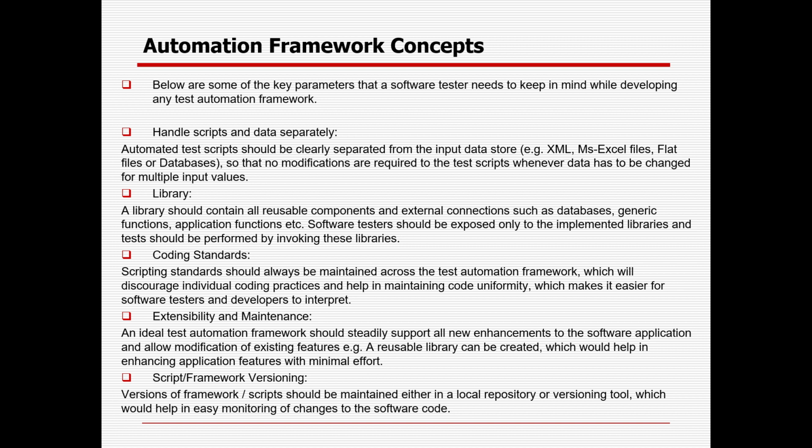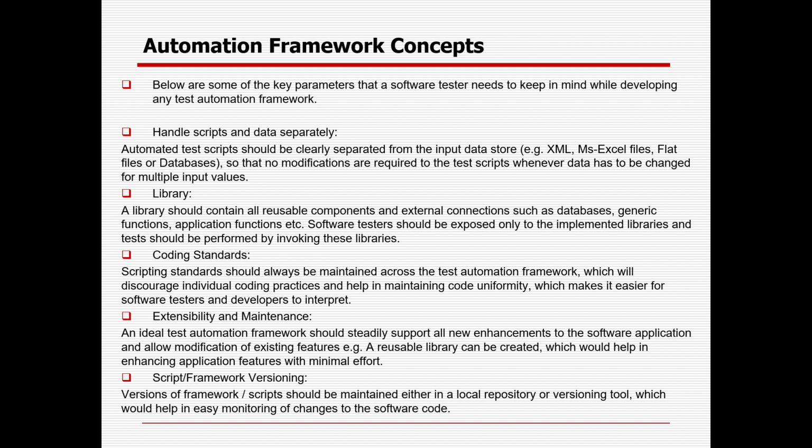Coding standard. Every organization, every customer, every project needs to follow some coding standard, because you cannot do whatever you want. You have to follow something. You cannot give any kind of name. You have to follow some protocol, so that if multiple automation testers are working on a single project, they can understand each other's work. At a later point of time, when a new person comes, they can understand. So the coding standard should always be there. You need to maintain it. Uniformity, code uniformity, makes it easier for software testers and developers to interpret.